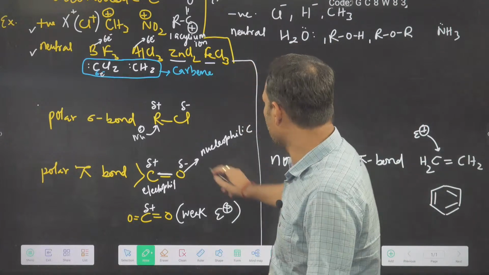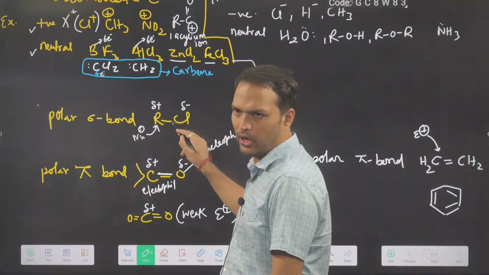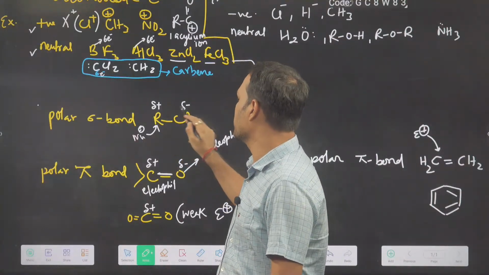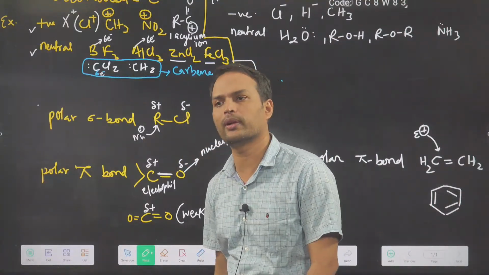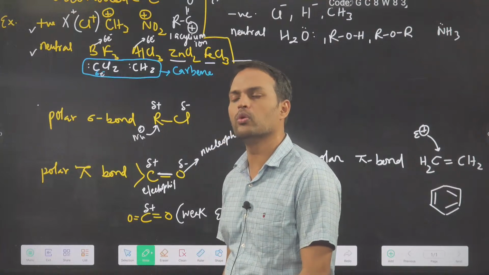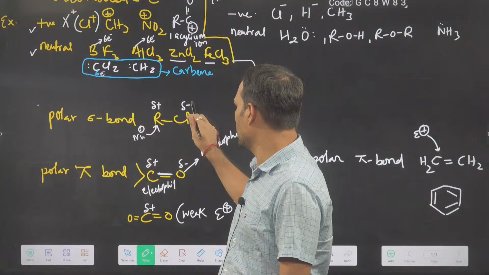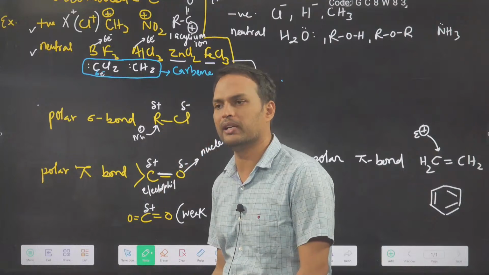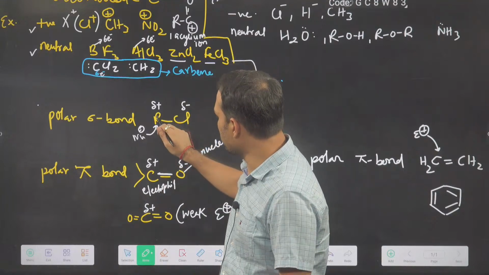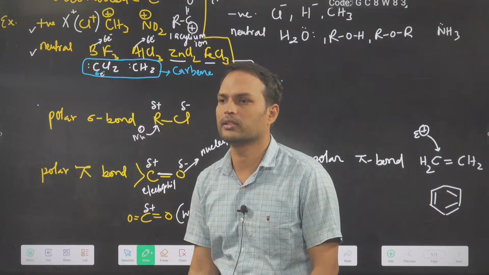Polar sigma bond we are saying like this. See, this is a sigma bond, correct. This is carbon, this is chlorine. Who is more electronegative? Chlorine. So chlorine is delta minus, carbon will be delta plus. So is this delta plus an electrophilic site or not? Yes.